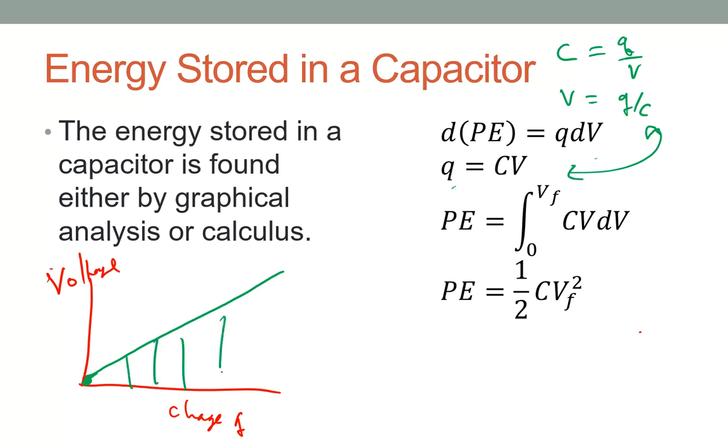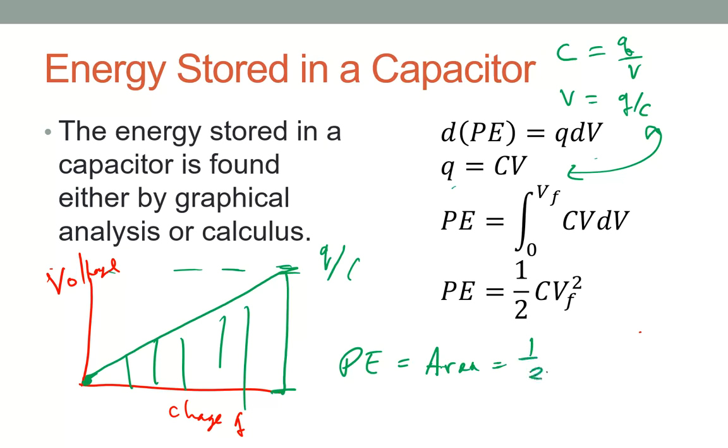And so if I find the area under this, it will tell me how much potential energy I have stored. Q over C is the height here, and this is the distance Q. So what's the equation for the area of a triangle? It's 1/2 the base times the height. So 1/2 Q squared over C. Forgot the 1/2 out front.